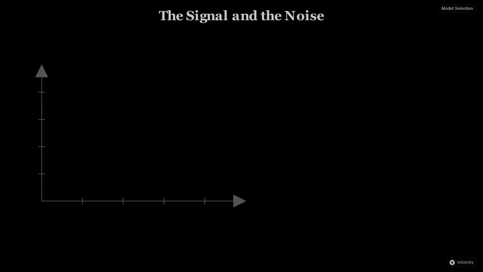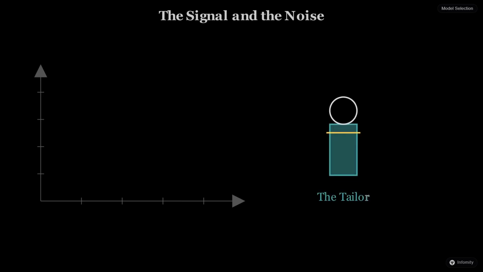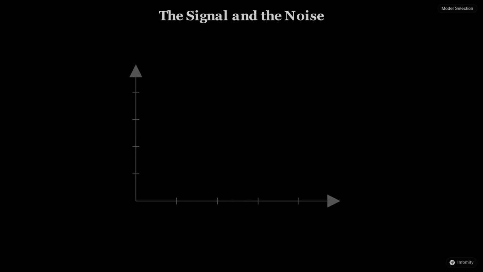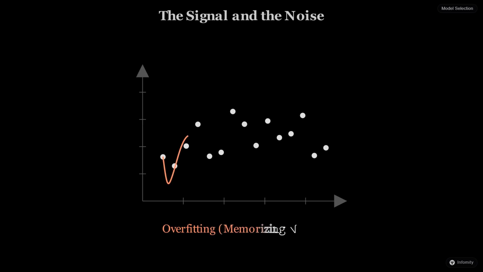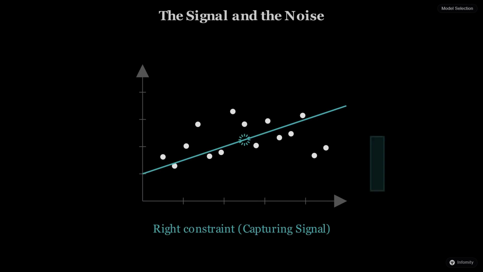Choosing a model is a constant battle against noise. Think of it like a tailor. A suit that is fitted too perfectly to a person's temporary slouch will not fit when they stand up straight. If you choose a model that is too powerful for the amount of signal in your data, it will start memorizing the noise. By selecting a model with the right level of constraint, we ensure it learns the underlying patterns that will work on new data.